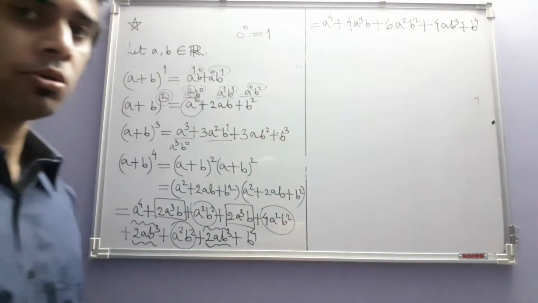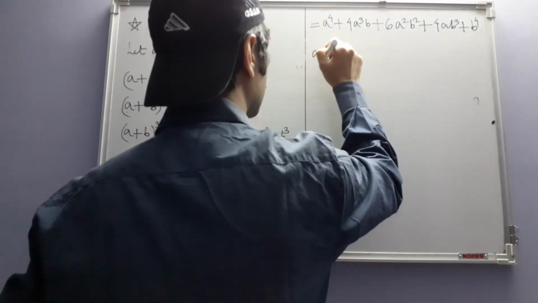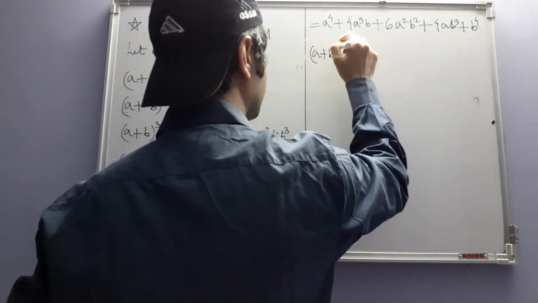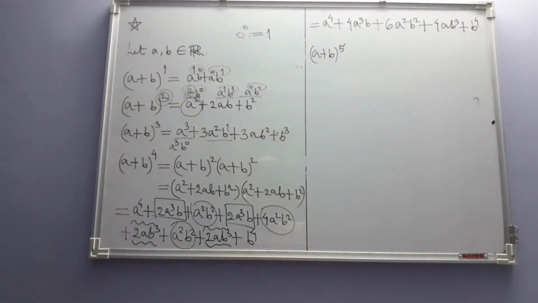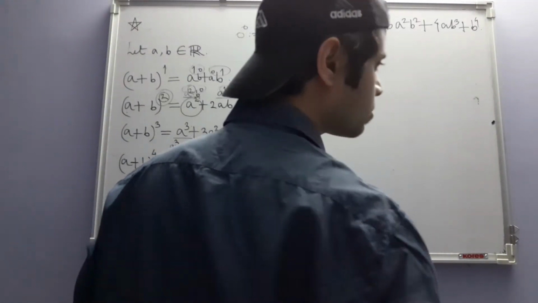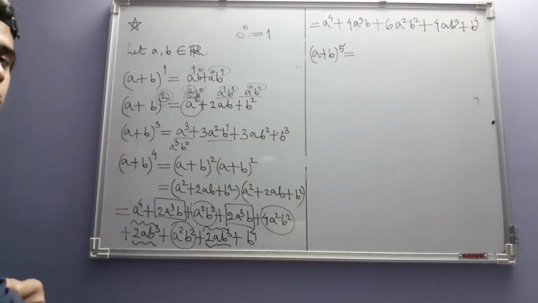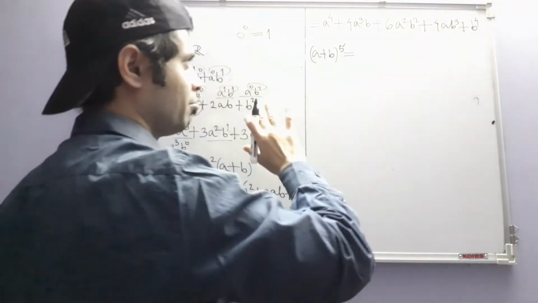I just want to go one step further by finding the expansion of this one, A plus B whole to the power 5, so that things become much more clear. So here also we don't know any formula. I mean, if someone knows, they may know, but I don't know the formula by heart.